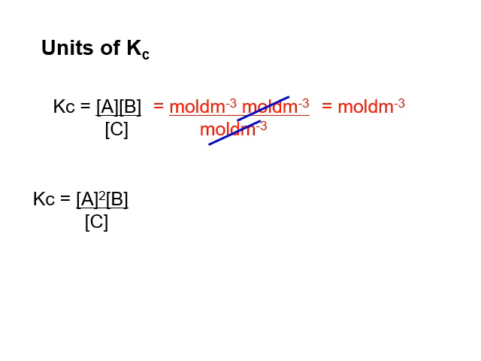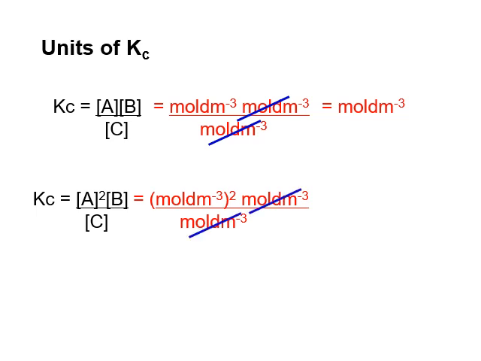Look at the bottom example then. This time we have A squared on the top and B and then C. So that means we've got 3 lots of concentration on the top and 1 lot on the bottom. So if we cancel those 2, we're left with this, and then we need to multiply that out. So you multiply the powers, so we'll come up with mole to the 2 dm to the minus 6.